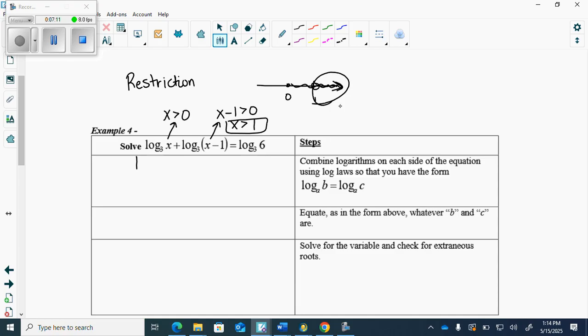Okay. Now we have log base 3. This has a plus 1 and a plus 1 in front, so these are going to get multiplied in the numerator. And we get x minus 1, and then equals log base 3 of 6.